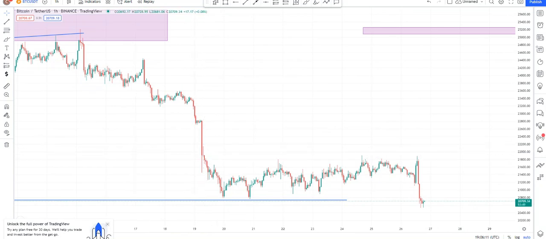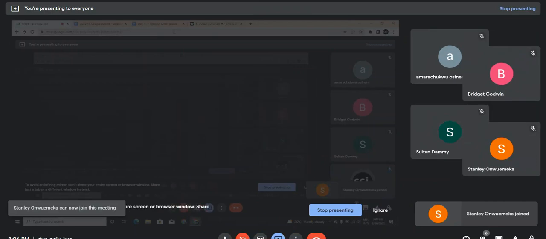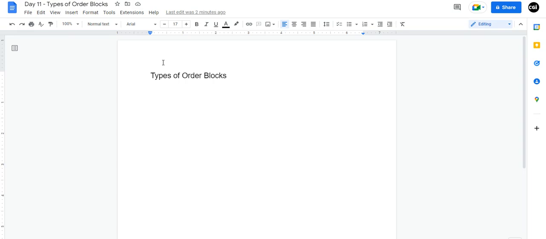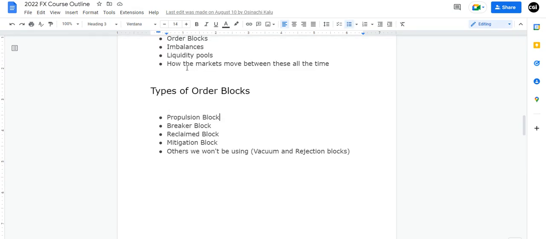So hopefully from our daily analysis, we are going to be getting more understanding, both as we are analyzing in class and as we are applying on MetaTrader on our own every day. So, all right. Starting with the propulsion block.